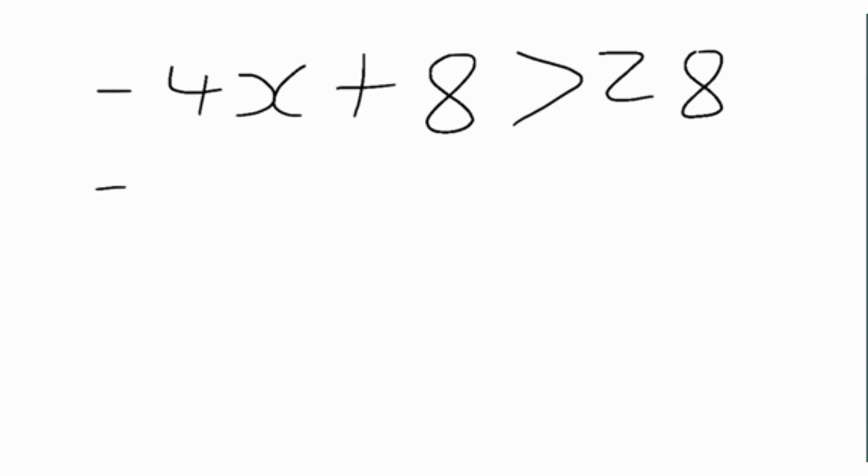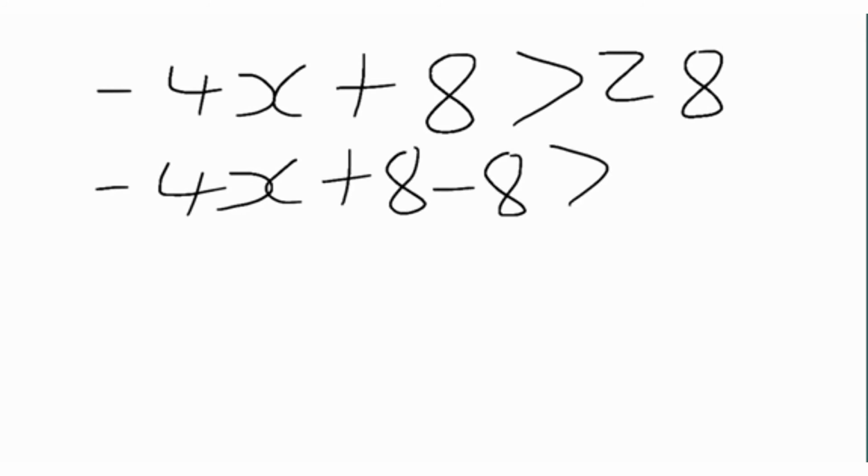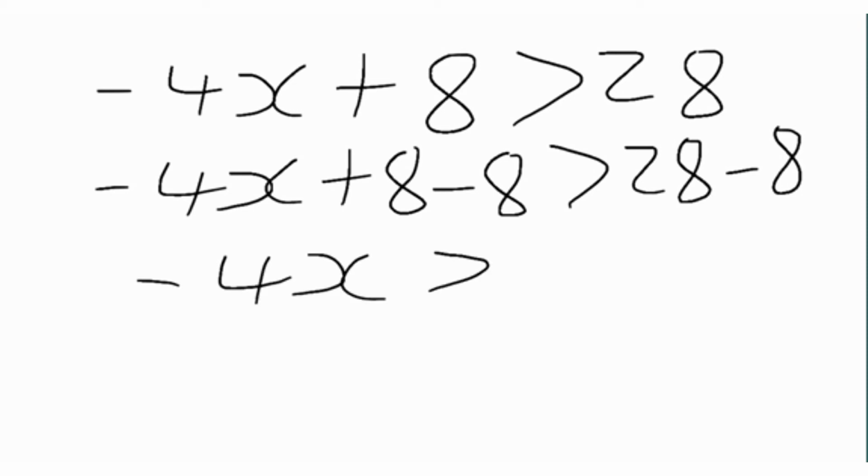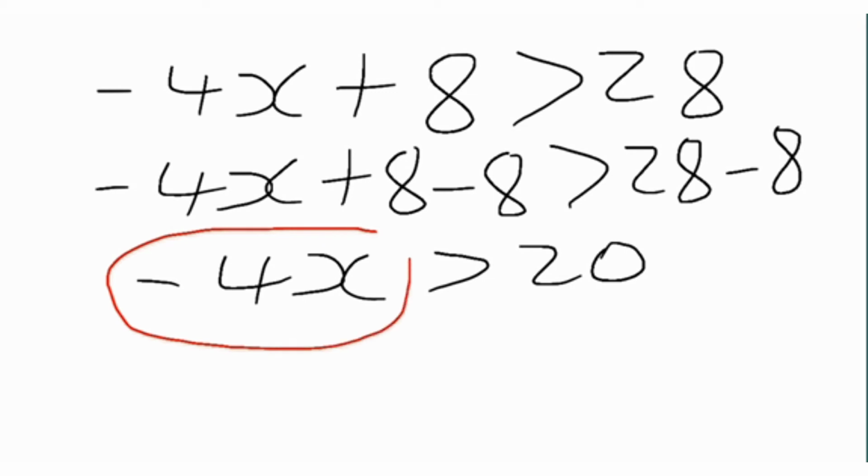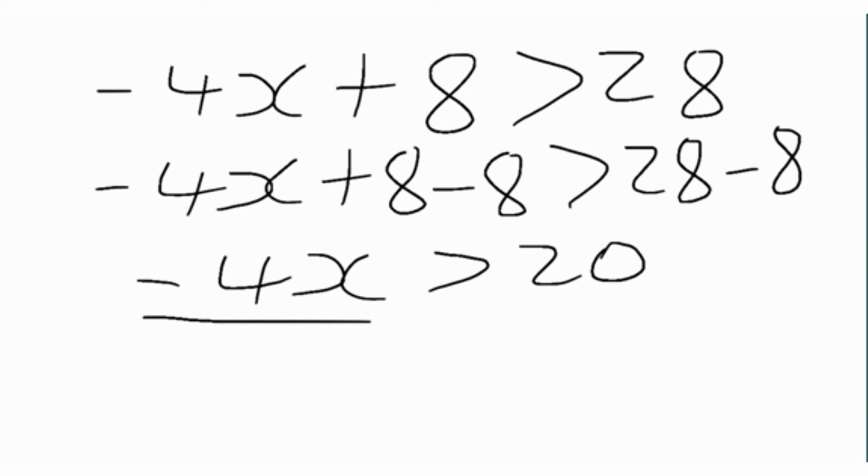Let us do that. Negative 4x plus 8 minus 8 is greater than 28 minus 8. Negative 4x is greater than 20 because 28 minus 8 is 20. Okay, now look at this side. To remove negative 4 from this side of x, look at the sign between negative 4 and x. The sign between negative 4 and x is multiplication. And the opposite of multiplication sign is division, meaning we have to divide both sides by negative 4. Divided by negative 4, divided by negative 4.